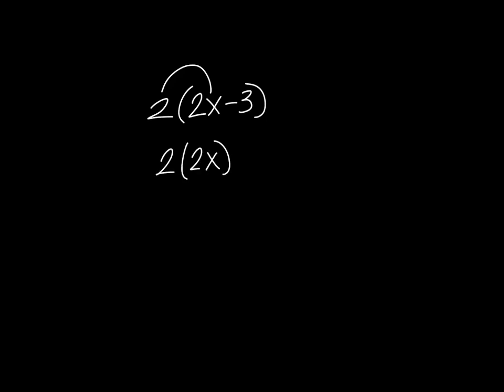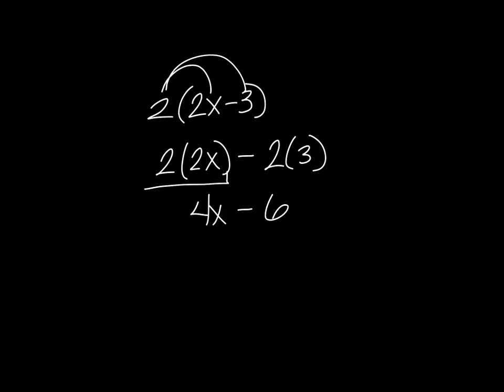If we have another problem, let's say it's this. We have 2 groups of 2x, so we have 2 groups of 2x. I'm going to show it all. I have a minus, so I'm going to have a minus still here. And then I have 2 groups of 3. So I have 2 groups of 2x. That means I have 4x. Multiply the 2's together. I have a minus, and 2 times 3 is 6. So I have 4x minus 6.